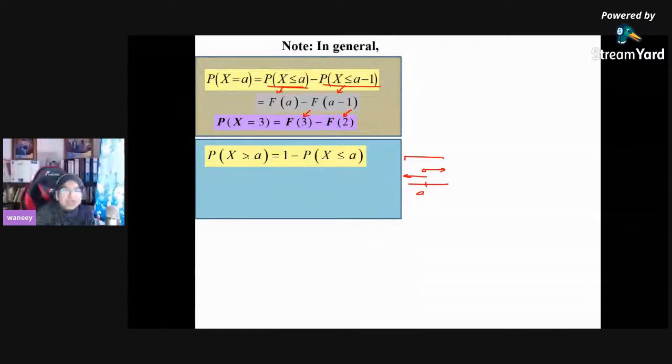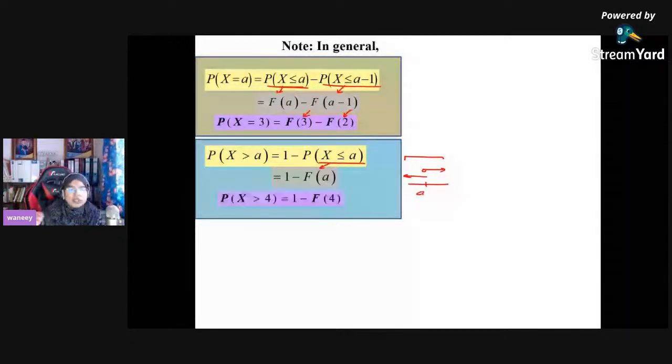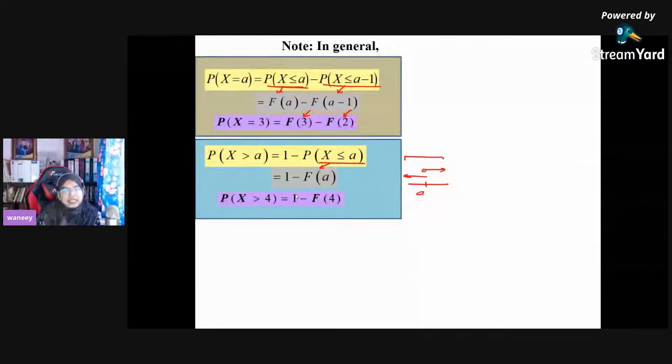Okay, so probability for x greater than A. So this is simply the total probability, 1, minus the probability of x less than or equal to A. Okay, so why do we want to use probability of x less than or equal to A? Because that is actually the definition of the cumulative distribution. So x less than or equal to A is simply equal to F of A. So this is 1 minus F of A. So if let's say you want to calculate probability for x greater than 4, simply take the total probability 1 and then minus the probability for x less than or equal to 4, which is F of 4.